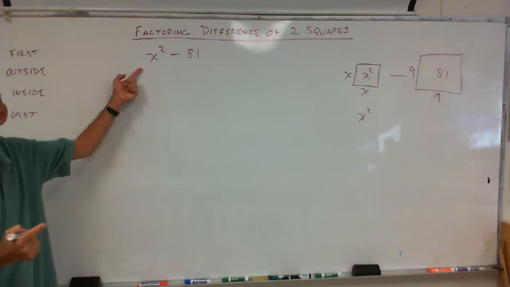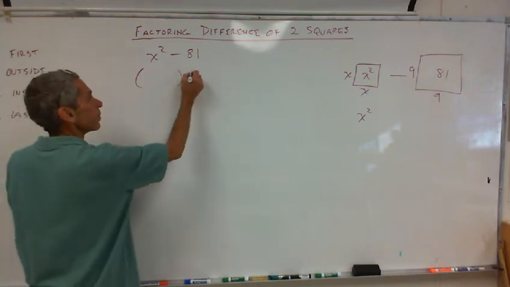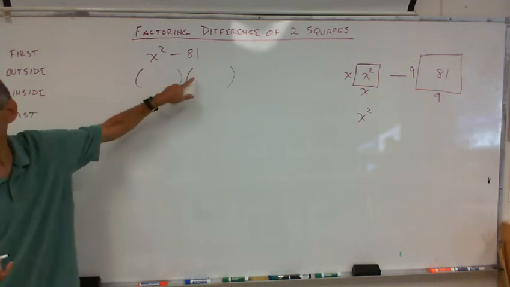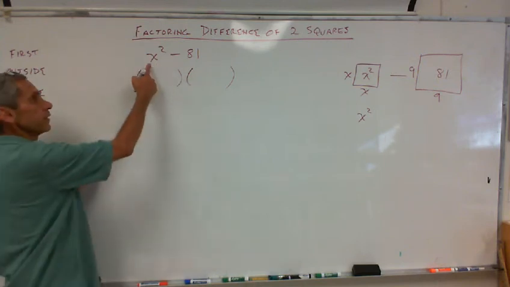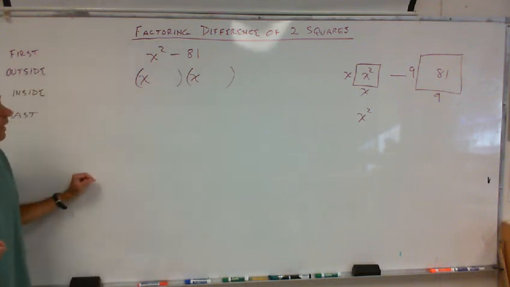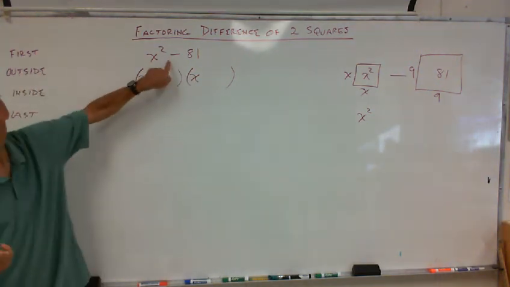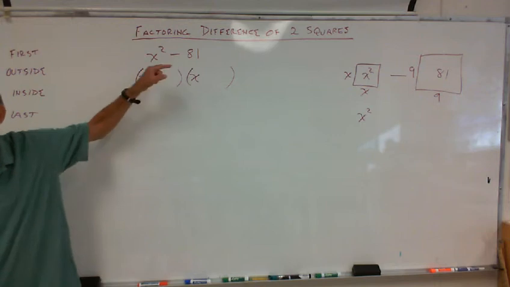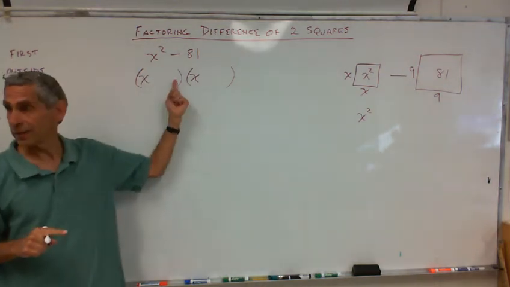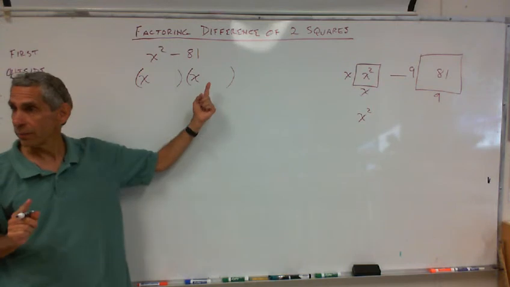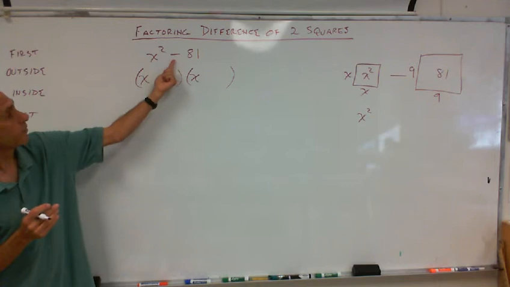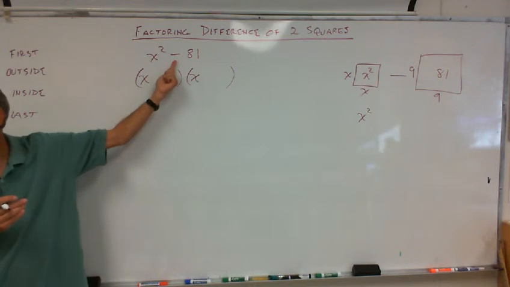I could factor this. I could say, okay, the first is going to have to be what? X, right? That's the only way I'm going to get x squared. My first of both binomials will have to be x. And then plus and minus. Since there's no middle term, immediately I know that these two numbers have to be the same number. I know that because then I'll have them cancel out to 0. Because there's 0 x's in this, right? You see that? Do you all understand that?